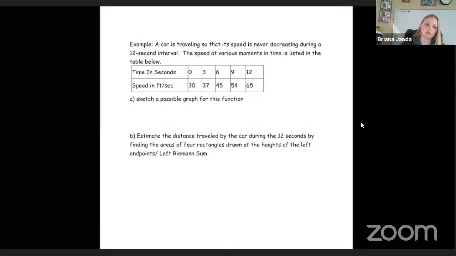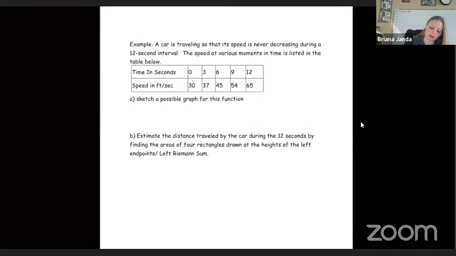Given a table of data, they give us sample speeds at time equals 0, 3, 6, 9, and 12. Notice on this particular table of data, it's a nice even spacing between those times of 3 seconds each. And they give us the speed in feet per second. The first question asked of us on this example is to sketch a possible graph for this function.